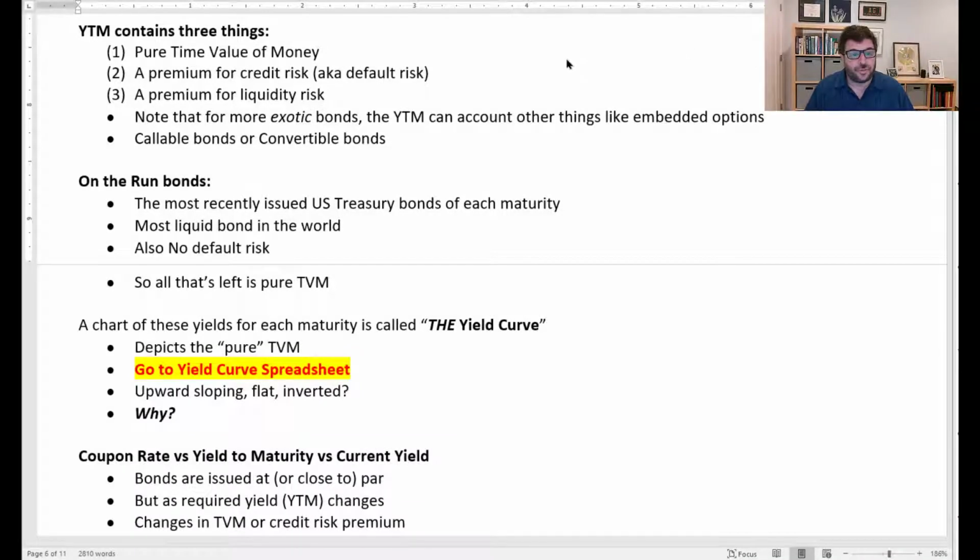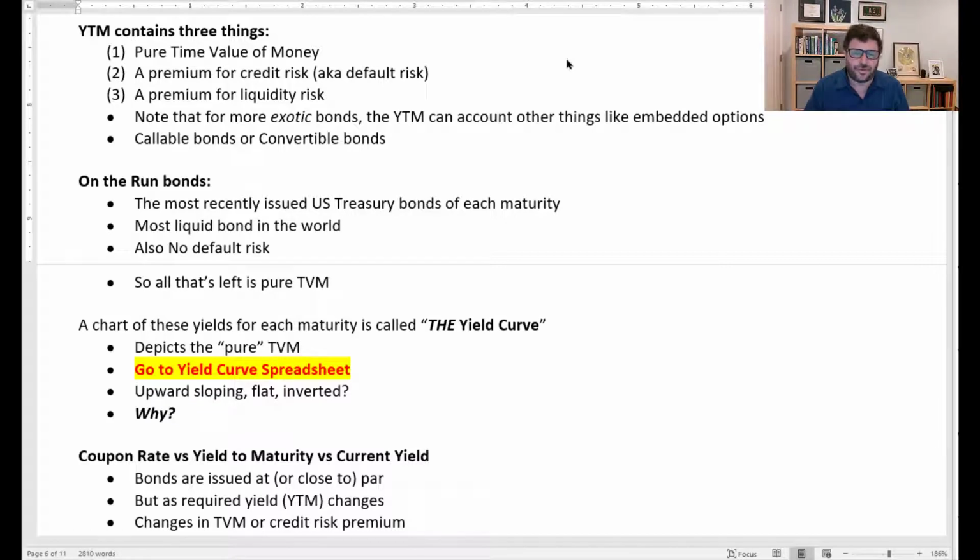The yield to maturity that we've just calculated on a bond has three main components. The first is some sort of pure time value of money. If I'm giving up my money, if I'm deferring consumption, how much more do I need later on to compensate me for that? The second is going to be a premium for credit risk, also known as default risk. And the third is going to be a premium for liquidity risk.